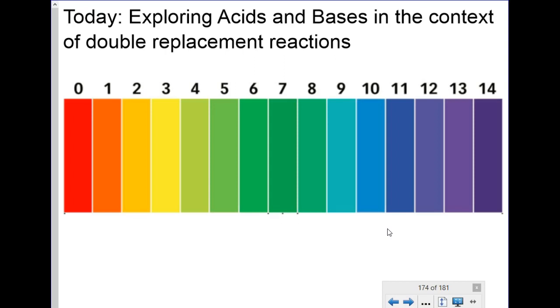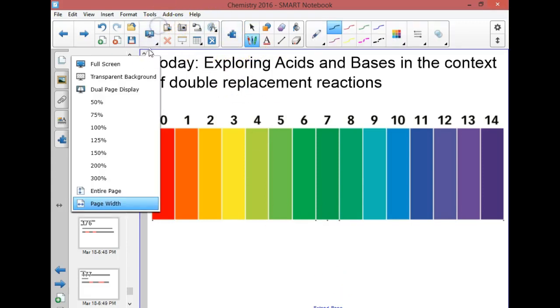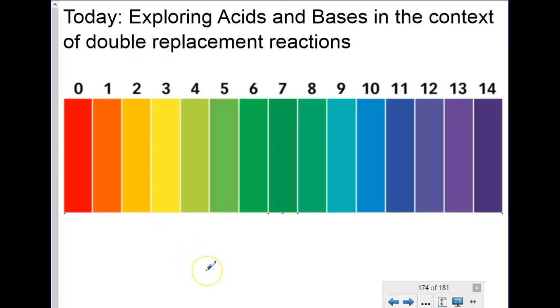When you tested acids with the universal indicator, what color was it? Okay, it was red. Versus when you tested with the base, what color was the universal indicator? It was in the blue range, and around here, pH of 10, 11. Okay.